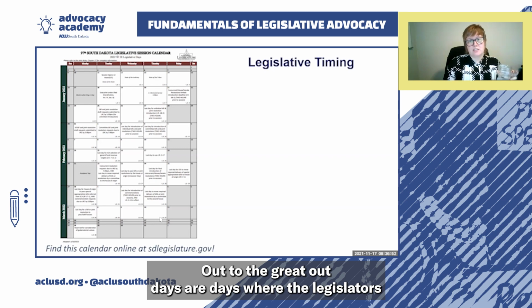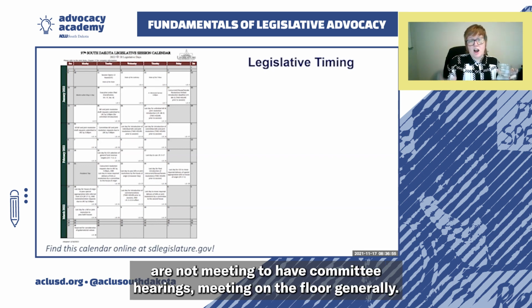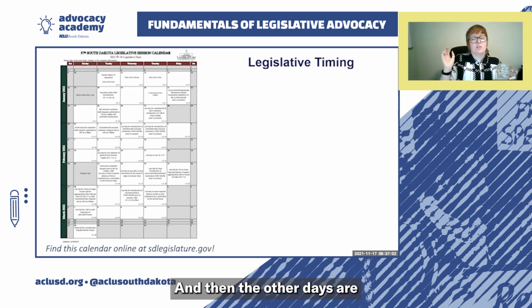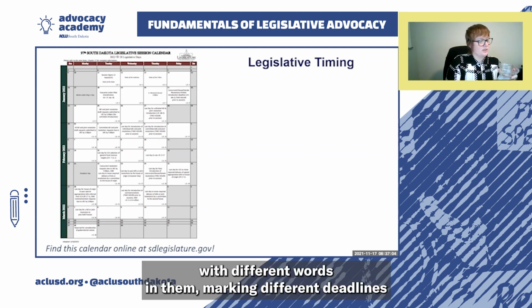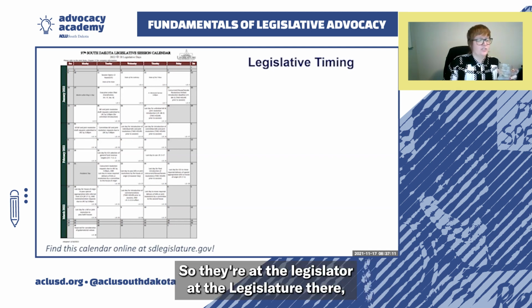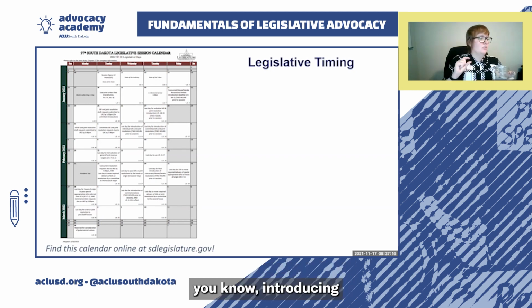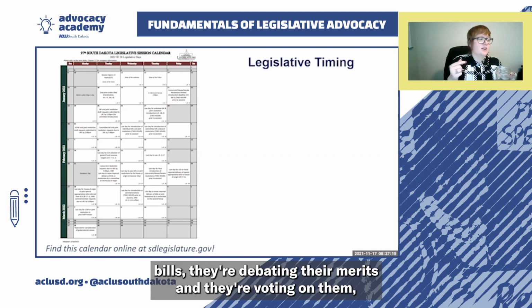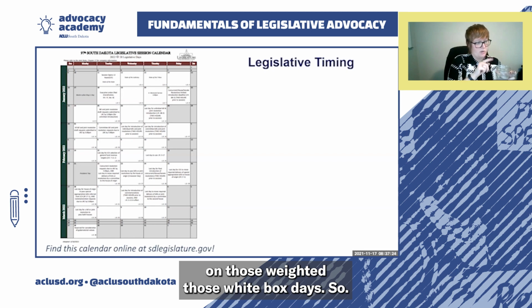And those grayed out days are days where the legislators are not meeting to have committee hearings, meeting on the floor generally. And then the other days are white squares with different words in them, marking different deadlines. And the white squares are the days that the legislators are in session. So they're at the legislature, they're introducing bills, they're debating their merits, and they're voting on them on those white box days.